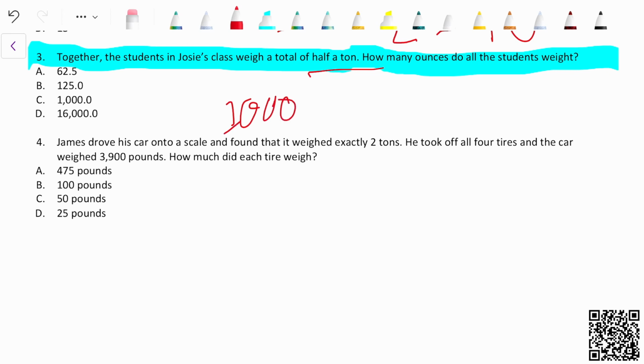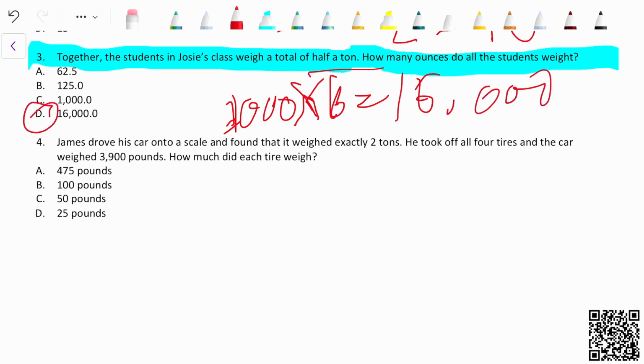Let me just write that down. So how many ounces are in a pound then? Because this is our conversion from pounds. How many ounces are in a pound? There are 16. So we just need to multiply it by 16 to get our final answer, 16K.